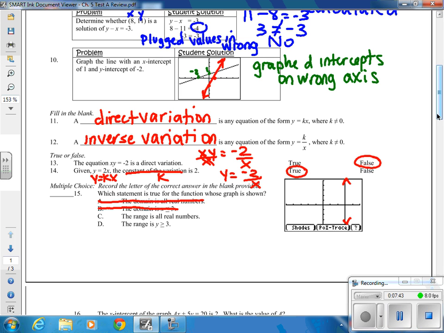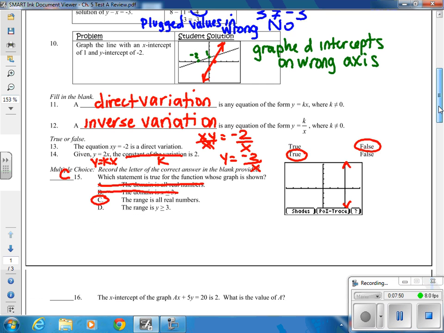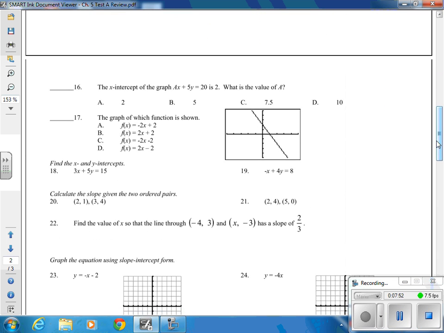Right? So yes, it is all real numbers. So C is your correct answer. And those arrows actually give you that hint as well. If you flip your paper over to the back side, there's a couple more multiple choice before we go into some actual solvings.